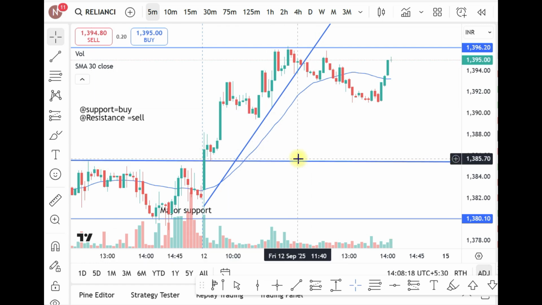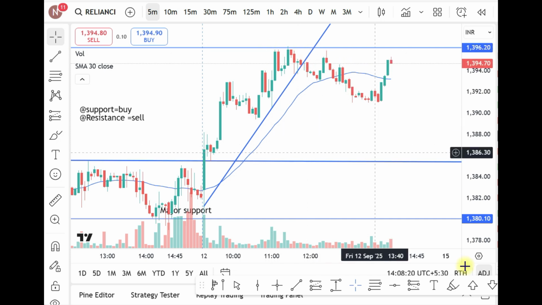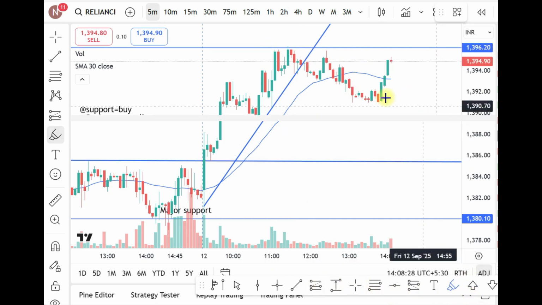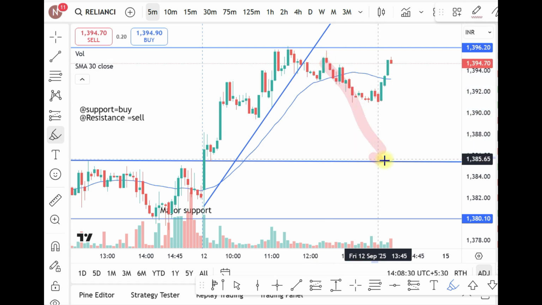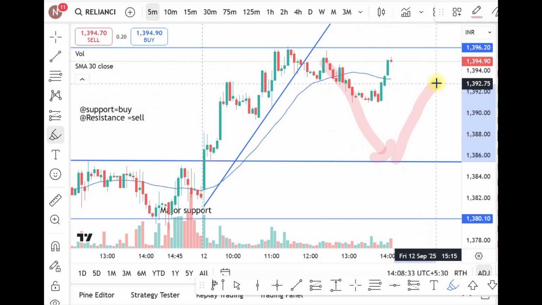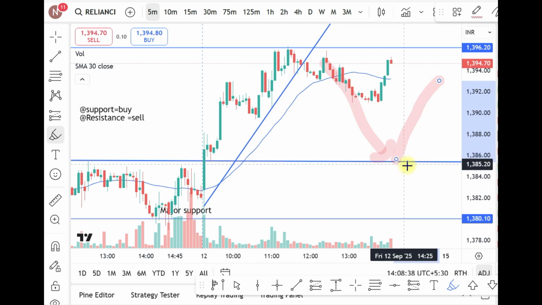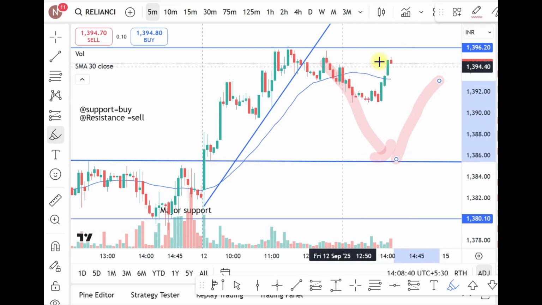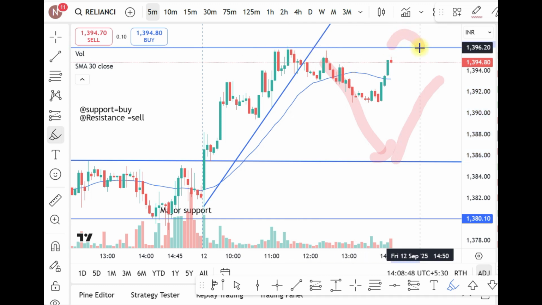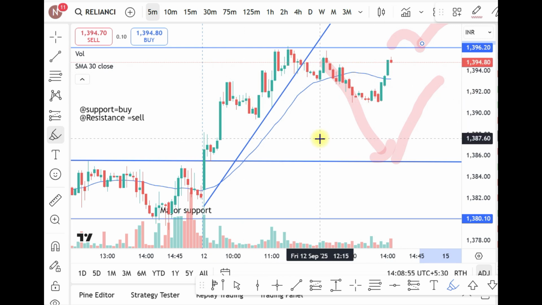Resistance becomes support level. Once the price comes to this level, again it bounces back because it is now a support level. Then on breakout of this resistance, it turns to support. Price takes a support here and again bounces back. This is called the role reversal of the support and resistance level.